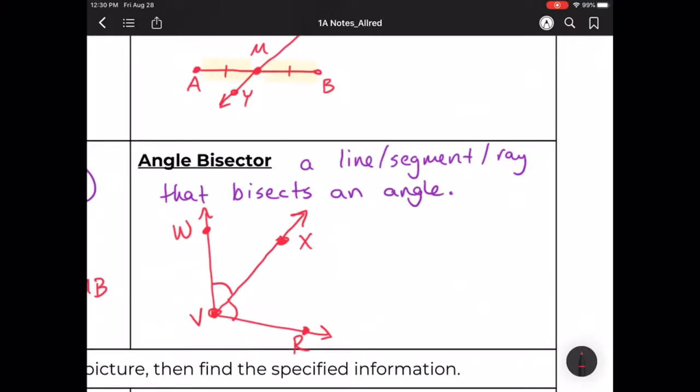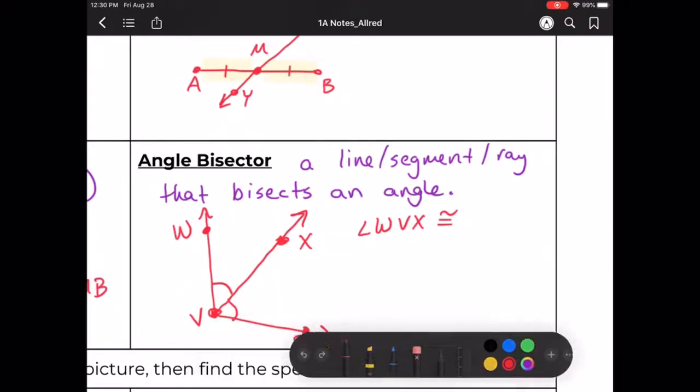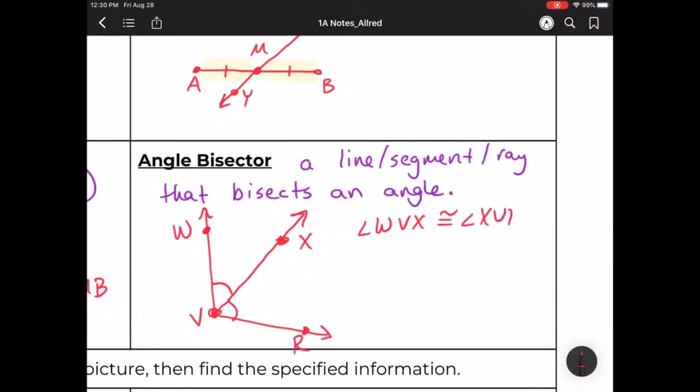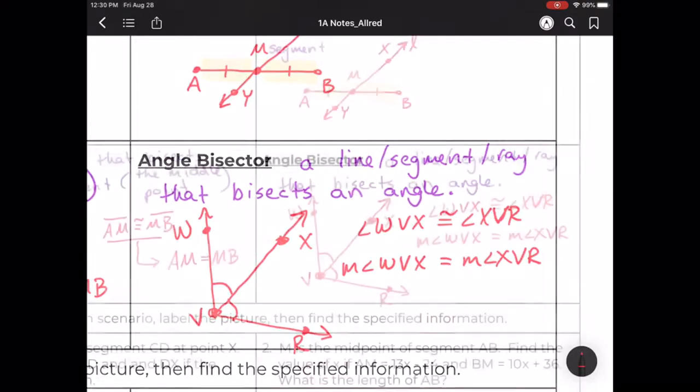And in this situation, we realize that the angles created here, angle WVX and angle XVR, are congruent angles, which means their measures are equal. Okay?